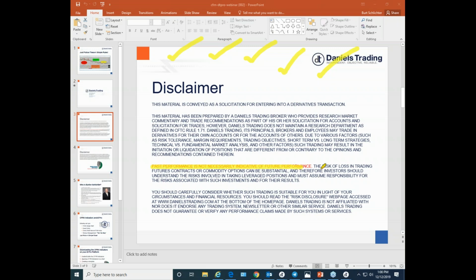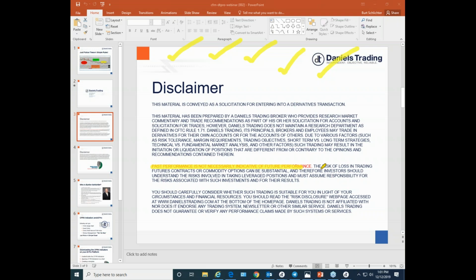Also, the one that's highlighted here, because that's what compliance wants me to do, is that past performance is not necessarily indicative of future results. And the funds that you put in the trading account should be risk capital. It should be funds that you can afford to lose. I know nobody likes to lose. I get it. I don't like it either.